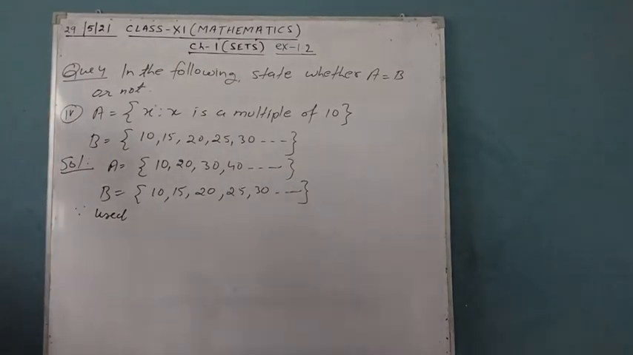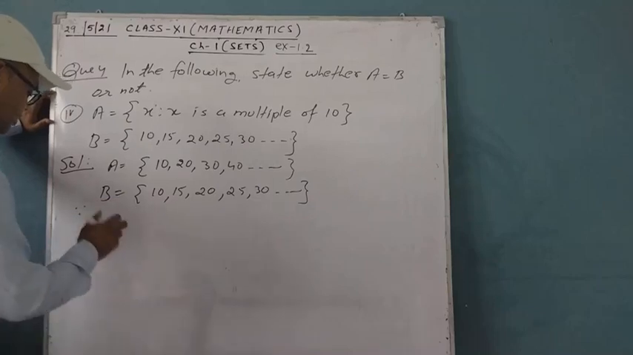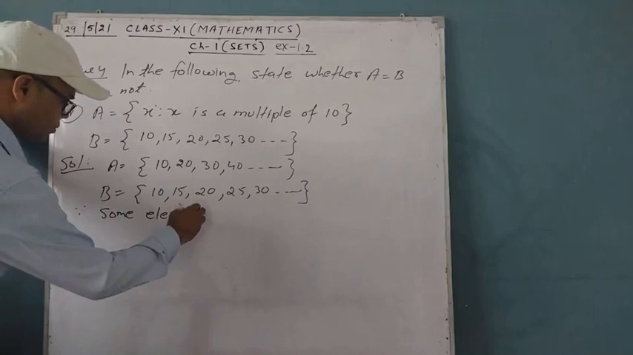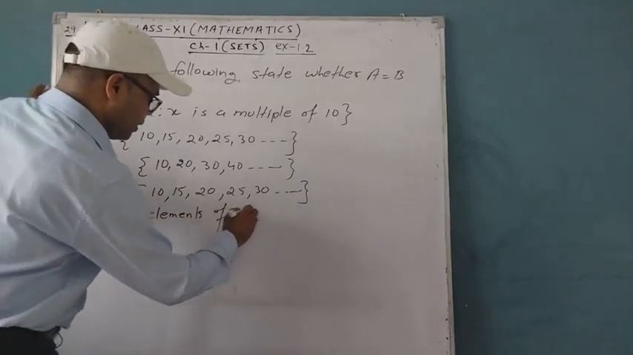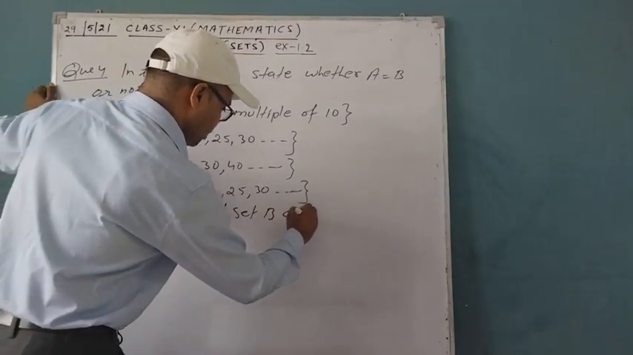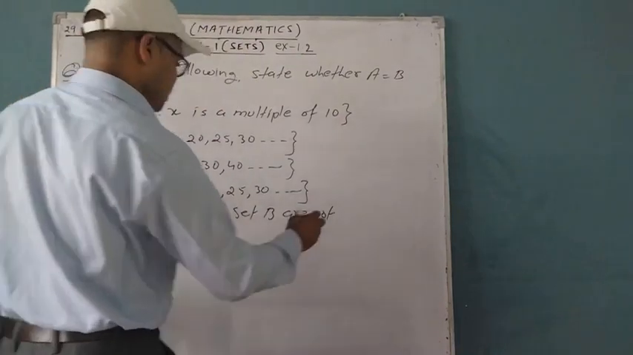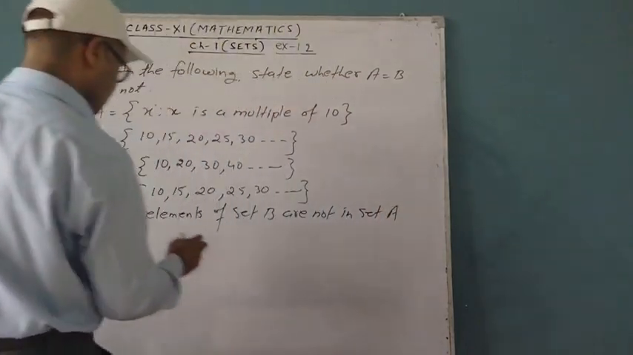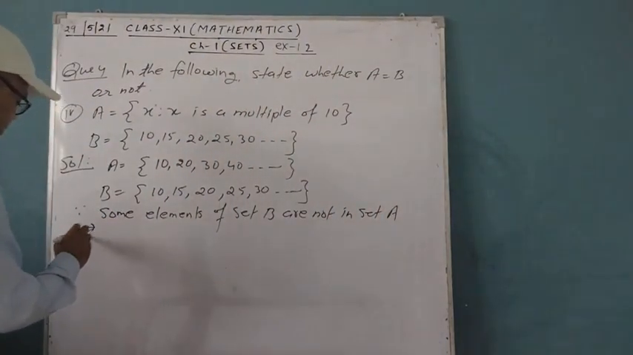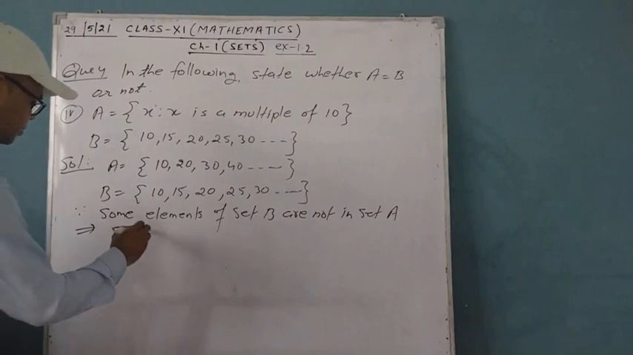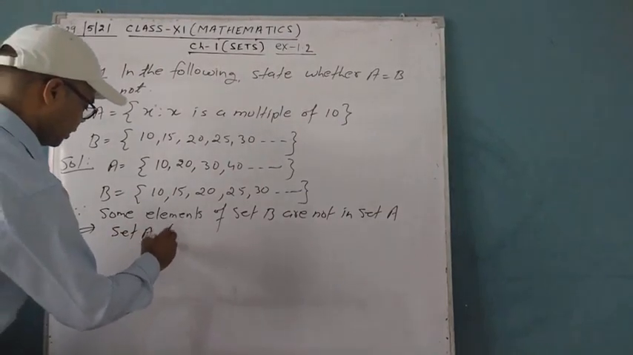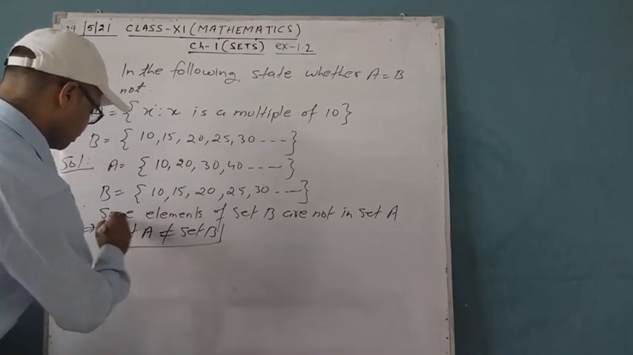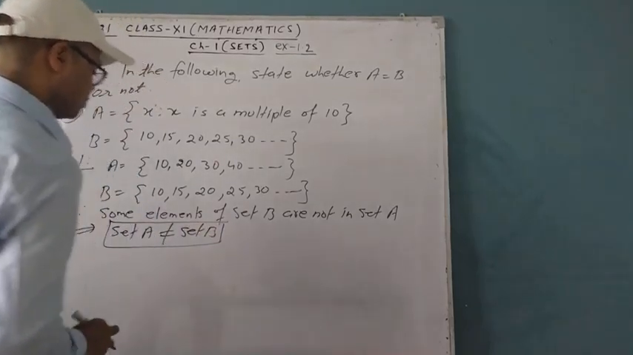So since some elements of set B are not in set A, this implies set A is not equal to set B. Okay.